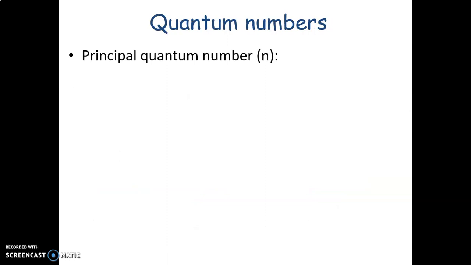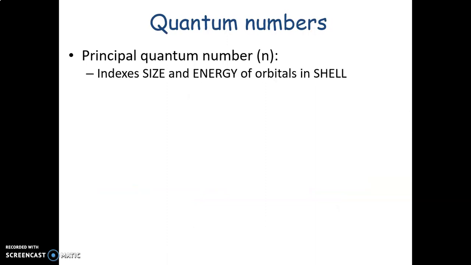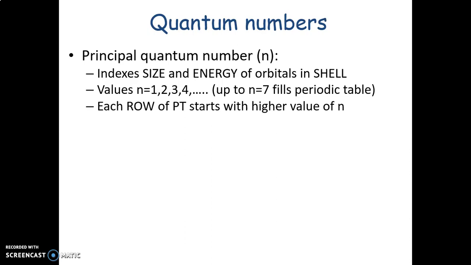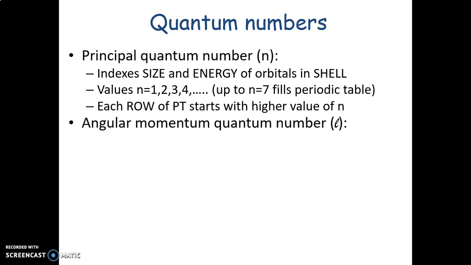The principal quantum number n indexes the size and energies of orbitals in a shell. So with a given n value, we talk about a shell. It takes values starting at 1 and going up as high as you need. We only need up to 7 to fill the periodic table, though, so that's usually where we stop. Each row of the periodic table starts with a higher value of n. So as you go down the rows from top to bottom on the periodic table, n is getting higher.